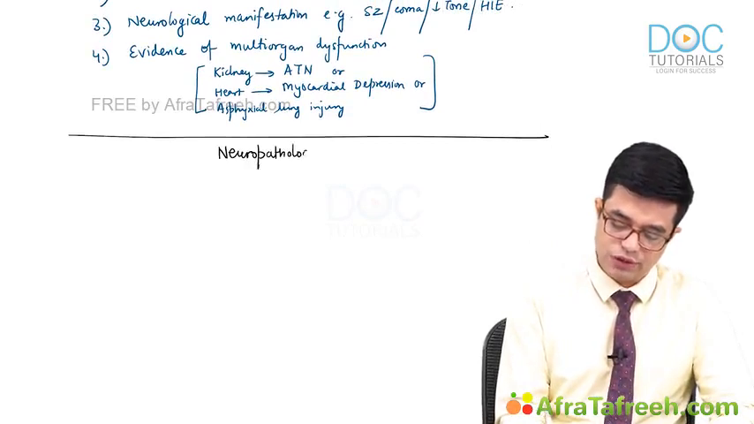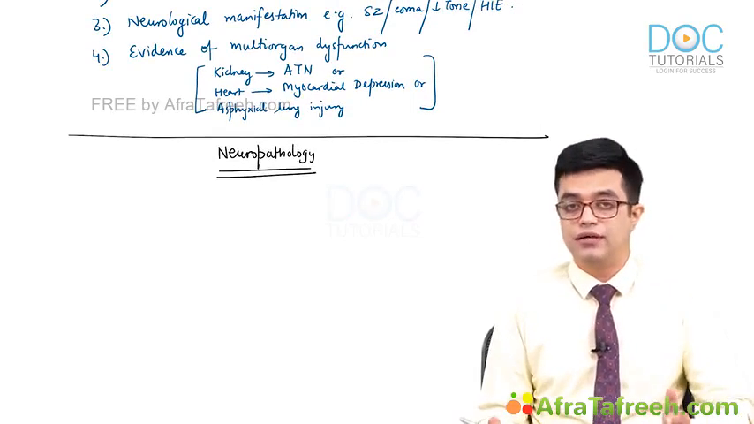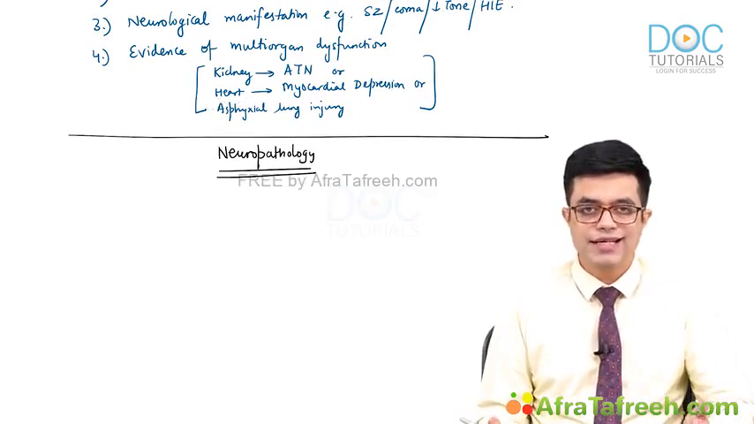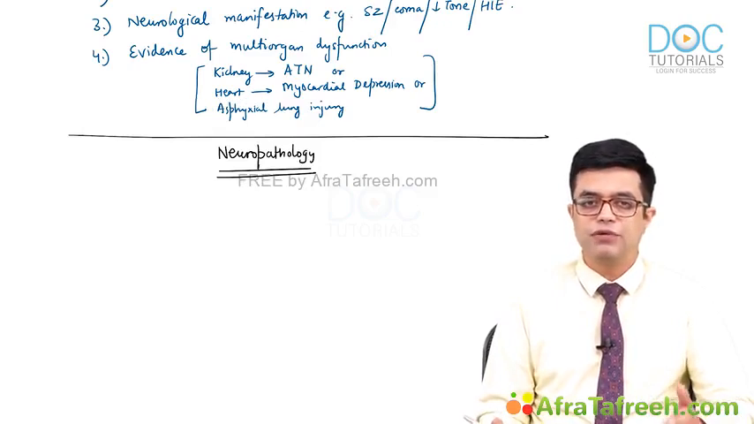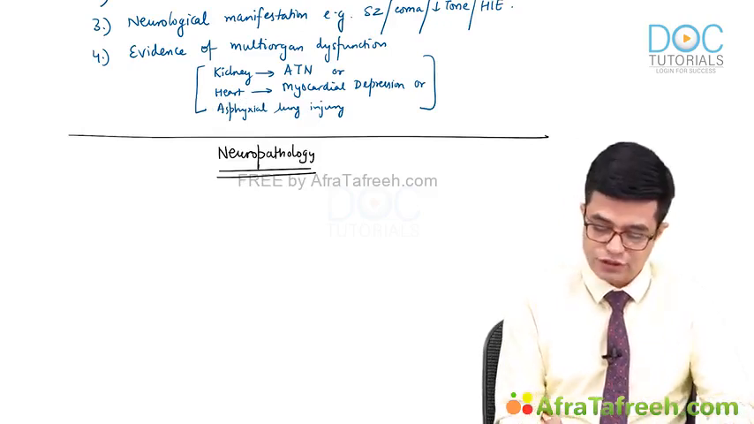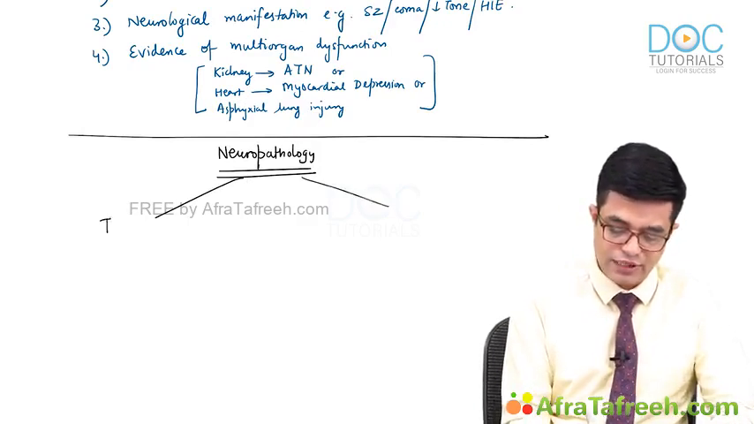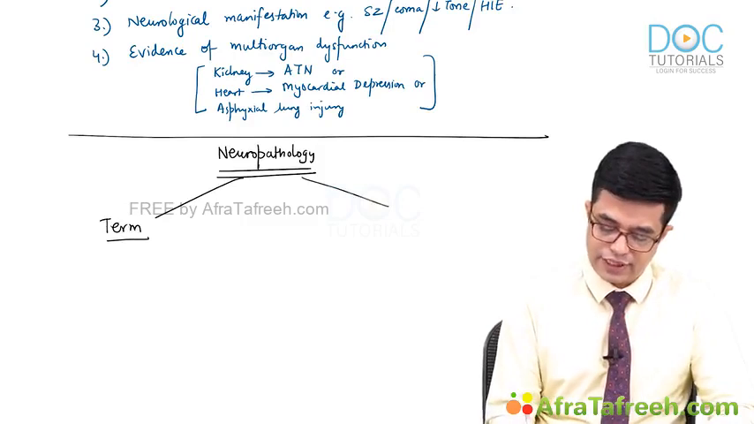Neuropathology of asphyxia. Neuropathology means what are the pathological lesions being produced in the brain. We know that neurons are very sensitive to hypoxia, but the type of neurons which undergo damage varies across term and preterm babies. So we will form two categories here. On one side we will write the term babies, on the other side we will write the preterm babies.